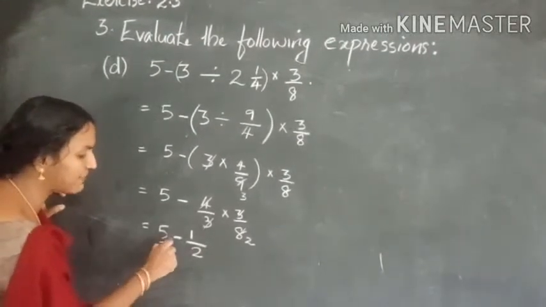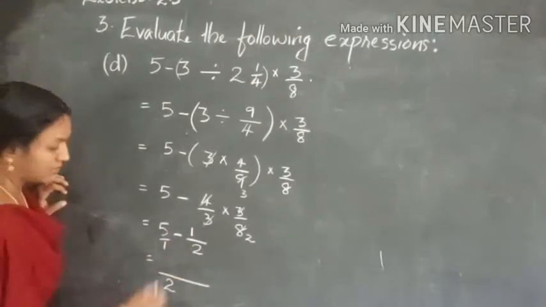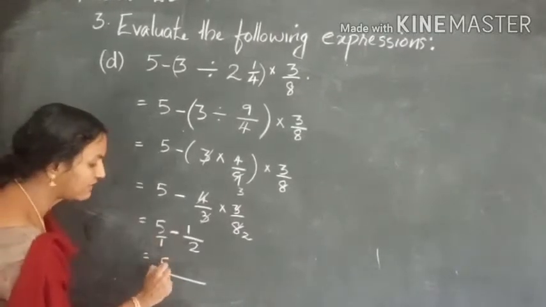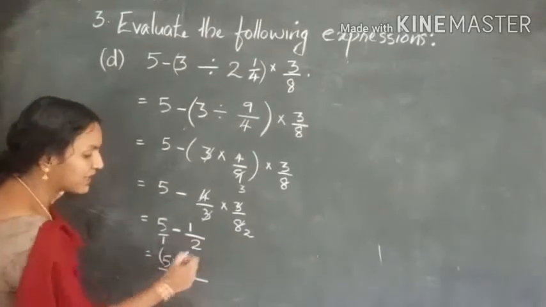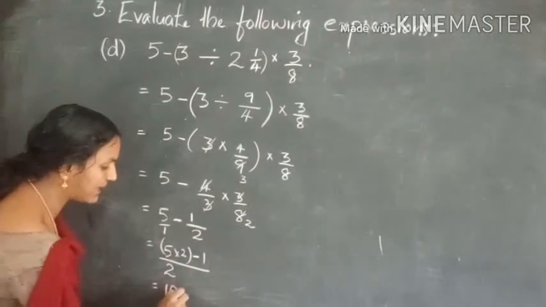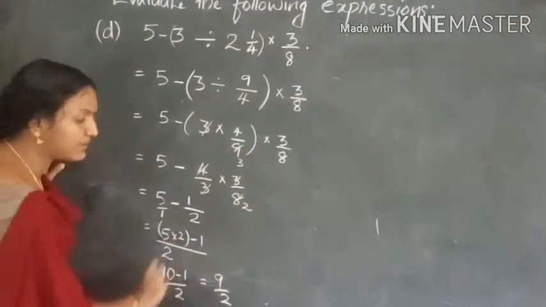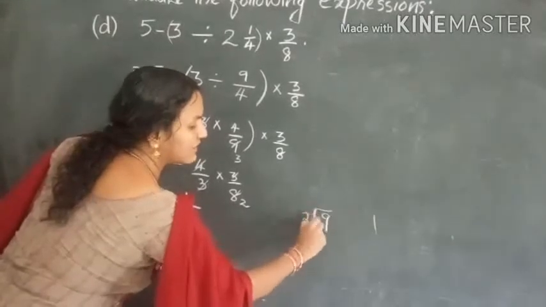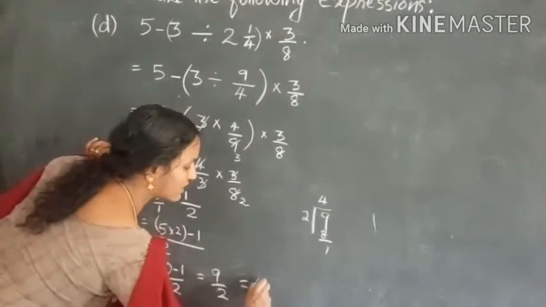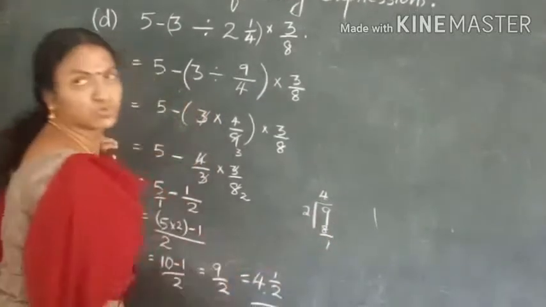5 can be written as 5 by 1. 5 by 1 minus 1 by 2. Here the LCM is 2. So here the denominator is 1, so multiply 2 with the numerator 5. 5 into 2 minus, here the denominator is 2, so write this numerator 1, is equal to 10 minus 1 by 2, is equal to 9 by 2. 9 by 2 is a mixed fraction. So dividing, 4 2s are 8, balance 1, is equal to 4 1 by 2.